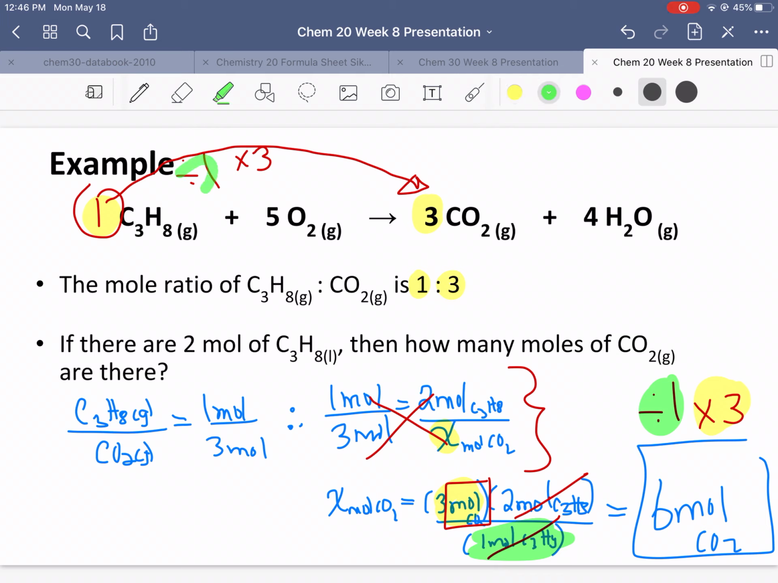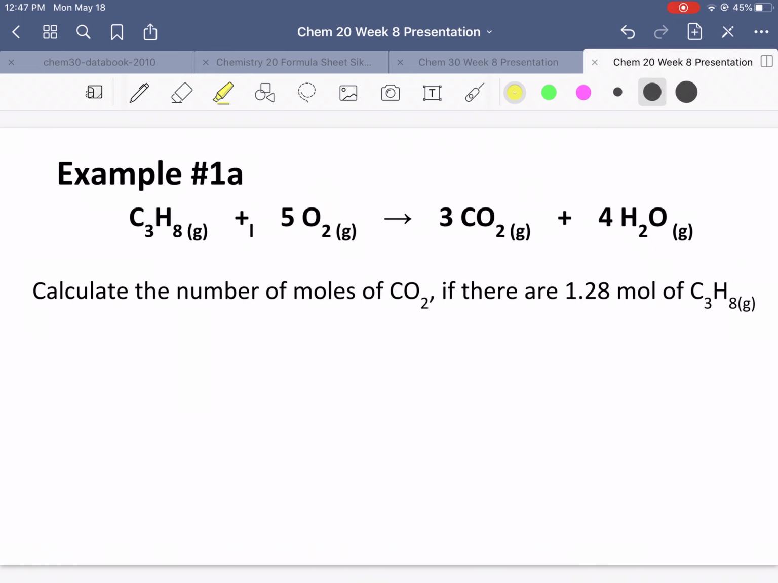There is our divide by the 1. Why? Because of this 1. There is our times by 3. Why? Because of this 3. Okay, there's shortcuts, guys. I want you to do full processes at this point so that you get used to what's happening, but you bet there's shortcuts. Let's go through another example.